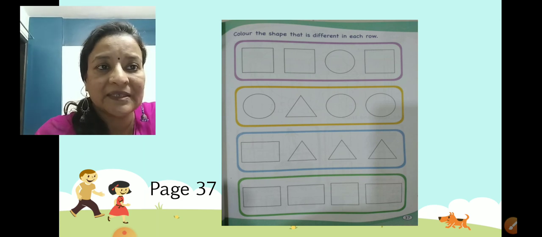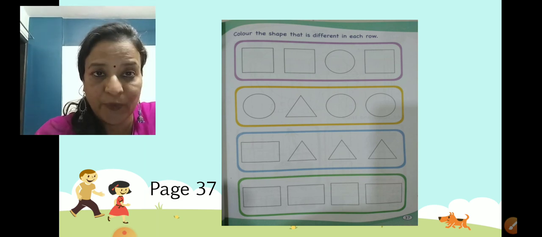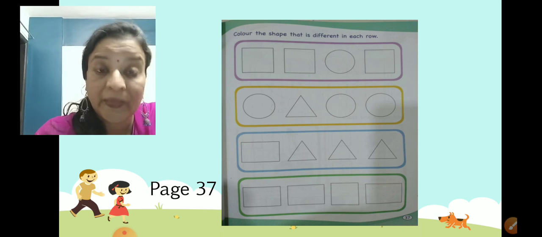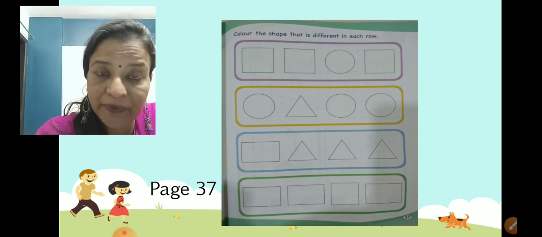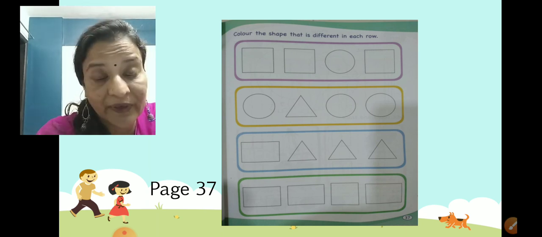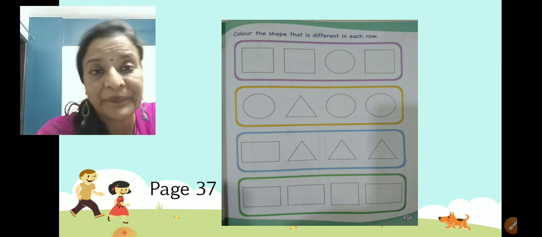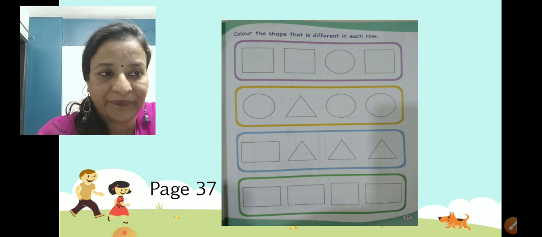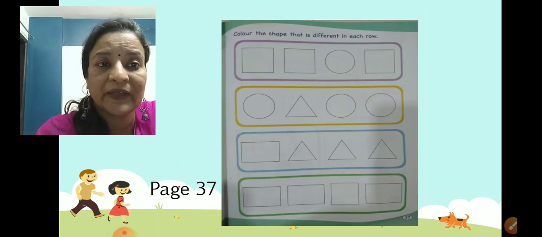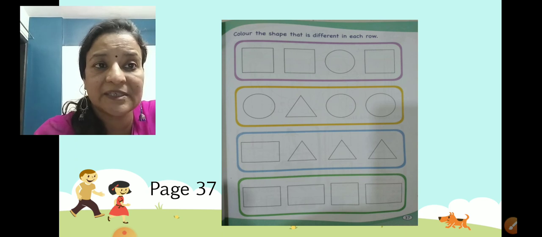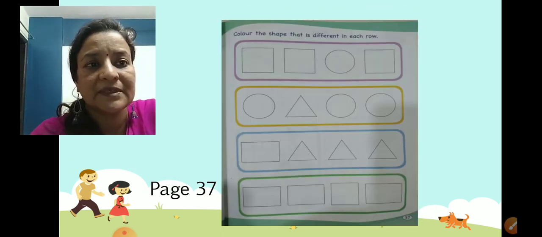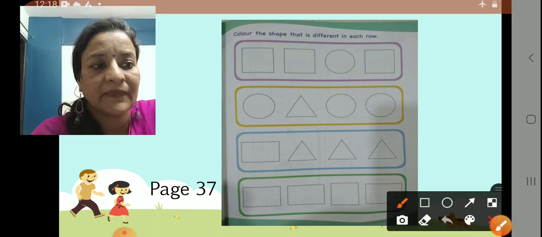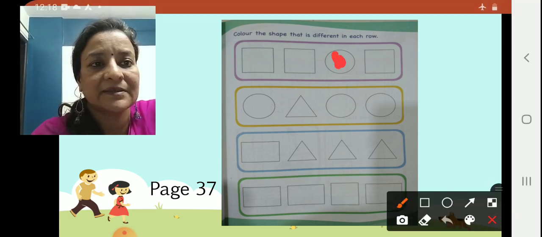Color the shape that is different in each row. Now, odd man out, you remember, children, which does not belong in this group. We have circled that before. We have done this activity before. Same thing we are going to do here. Now they have asked us to color the shape that is different. Now tell me which is different here. This is different here. So let us color this. You color it neatly, okay, children?